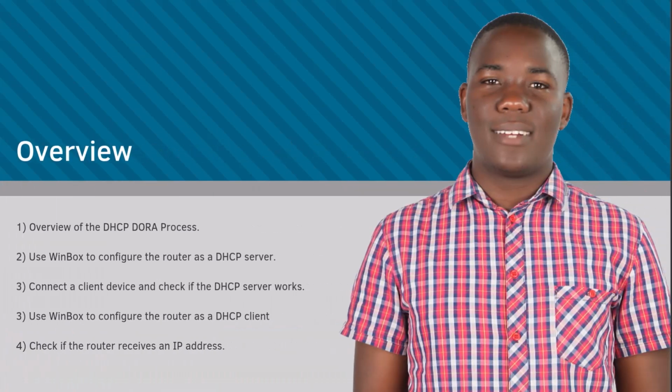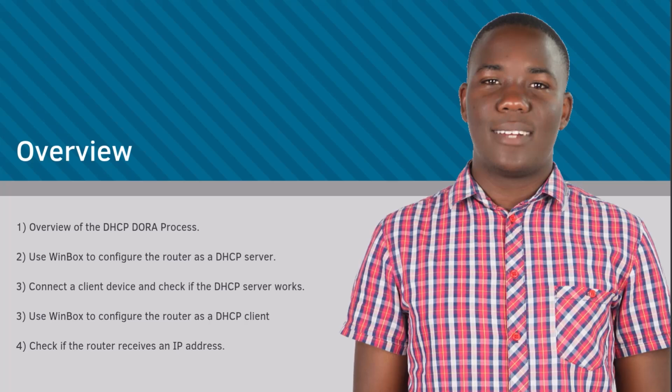So first, I'm going to go through an overview of the DHCP DORA process. Then we'll proceed to use WinBox to configure a MikroTik router as a DHCP server. We'll then connect a client device and check if the DHCP server is actually working. Then we proceed to use WinBox to configure the same router as a DHCP client device. And finally, we'll check to see if the router receives an IP address.